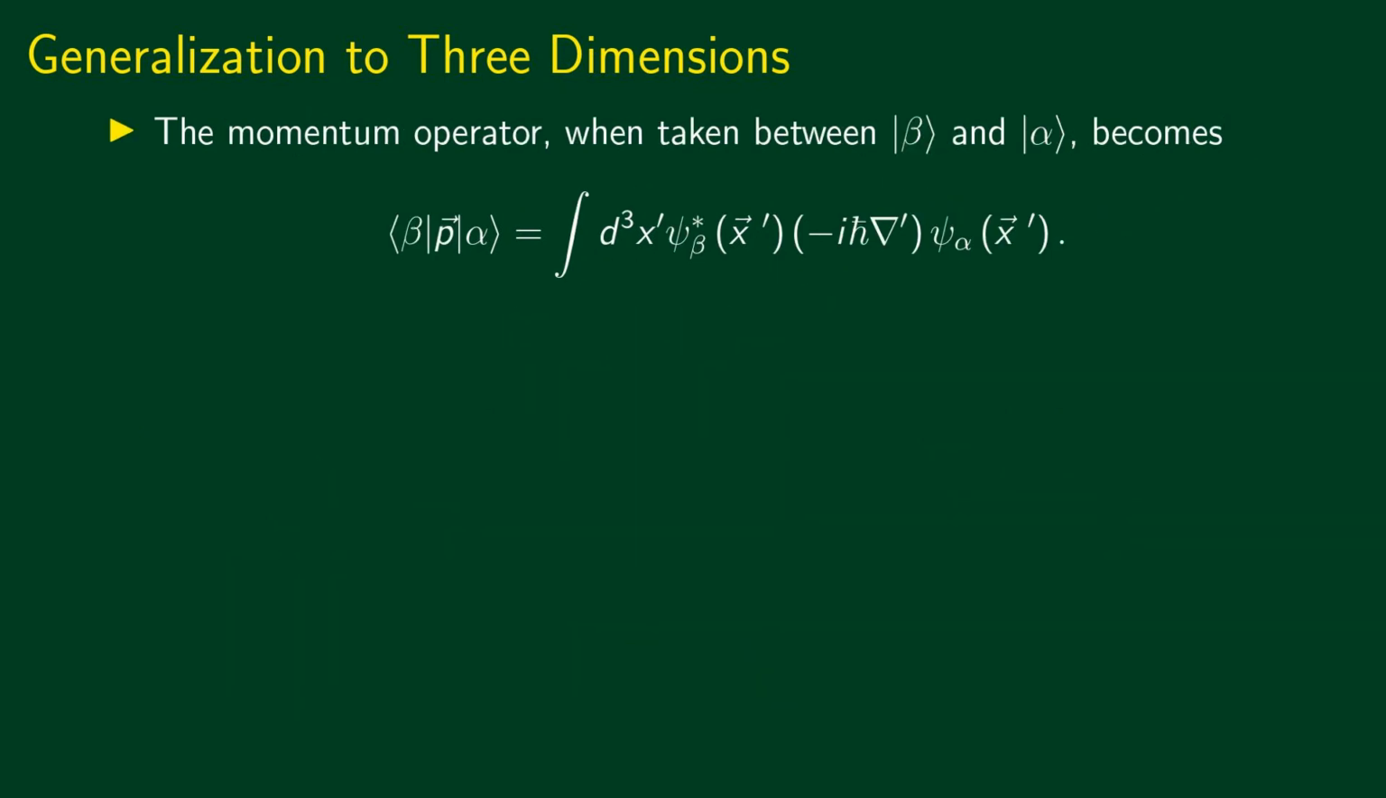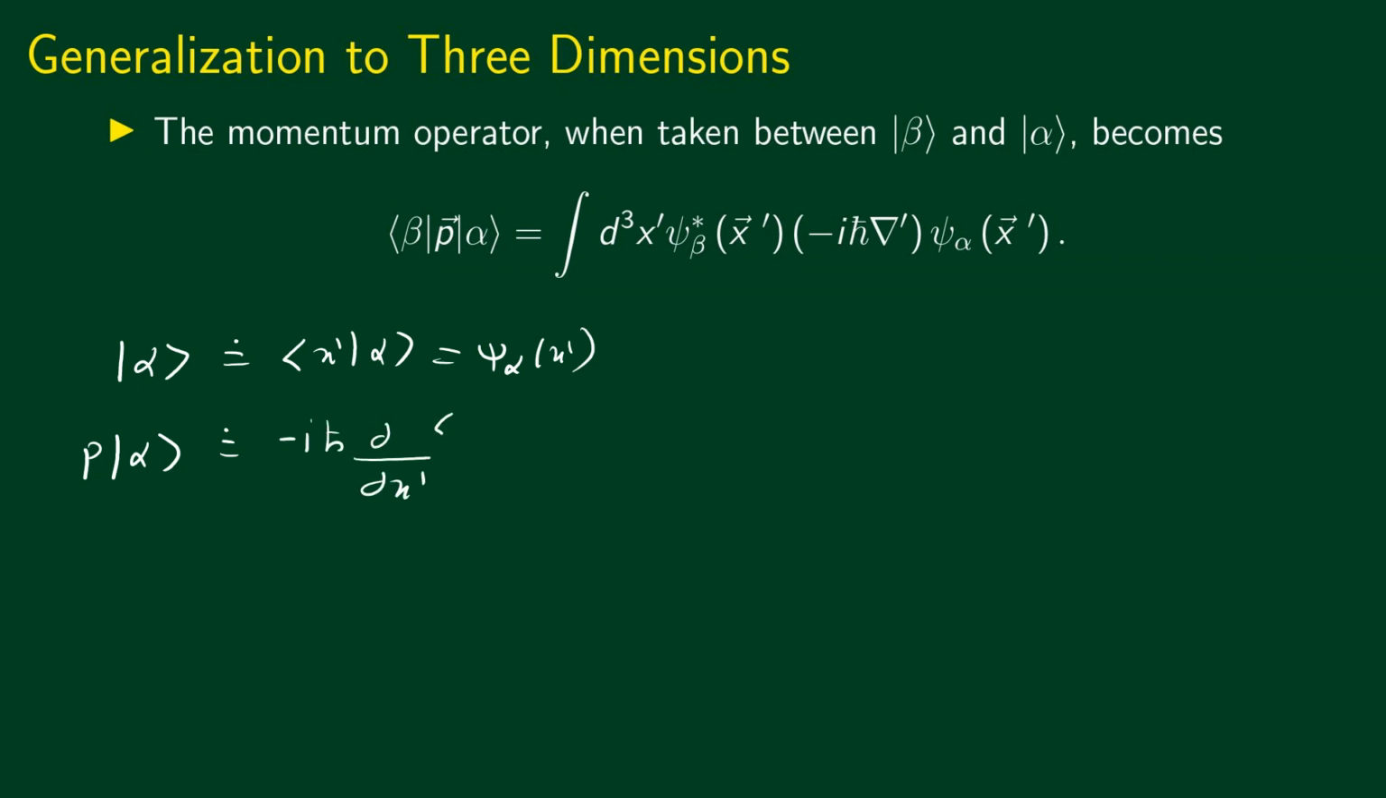Now let's look at the momentum operator. Okay, so let's again look at the one-dimensional case first. We know that in the position space, ket alpha is represented by bra x prime ket alpha, or the corresponding wave function. This is what we call psi alpha of x prime. Okay, and the action of the momentum operator on ket alpha was represented by minus i h bar partial derivative with respect to x prime of bra x prime ket alpha.